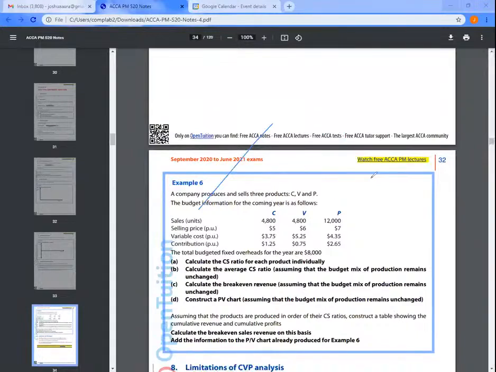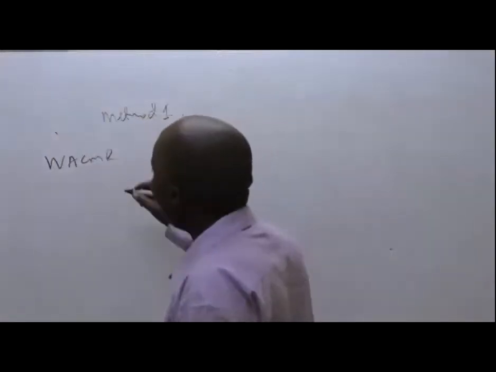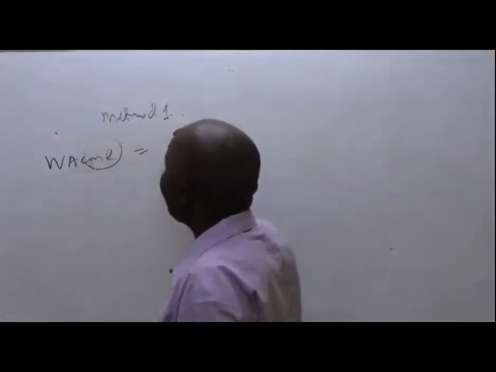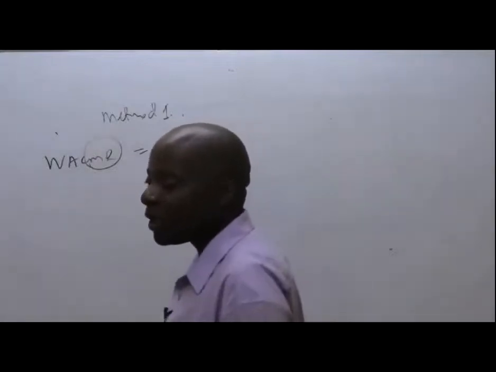Now, ladies and gentlemen, listen. The figure that we got somewhere up there, we want to get WACMR. So to get WACMR using method 1, let me call this method 1. Now, for us to be able to get CMR using method 1, what I'm supposed to do here is to remember the formula that CMR is the same as CM over price, is the same as CM over what here?